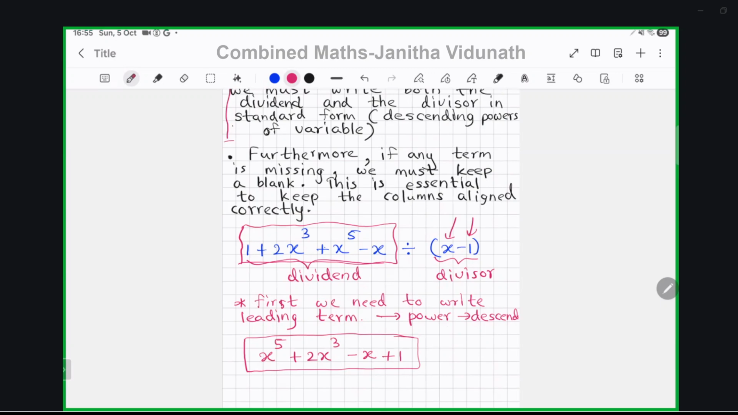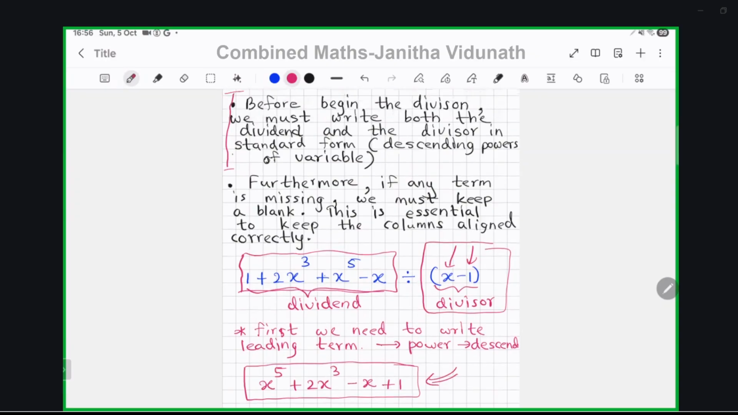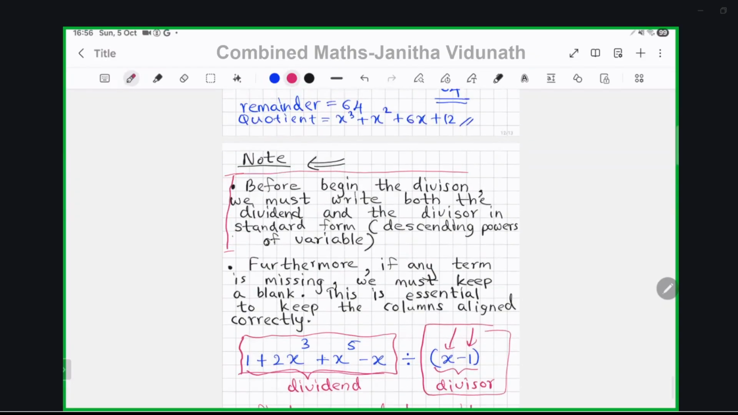Then we have no need for rearranging the divisor. But here our dividend we need to rearrange, because the highest power term, that means the leading term, is not in the front, and also the powers are not in descending order. This is the first rule, the first important note.